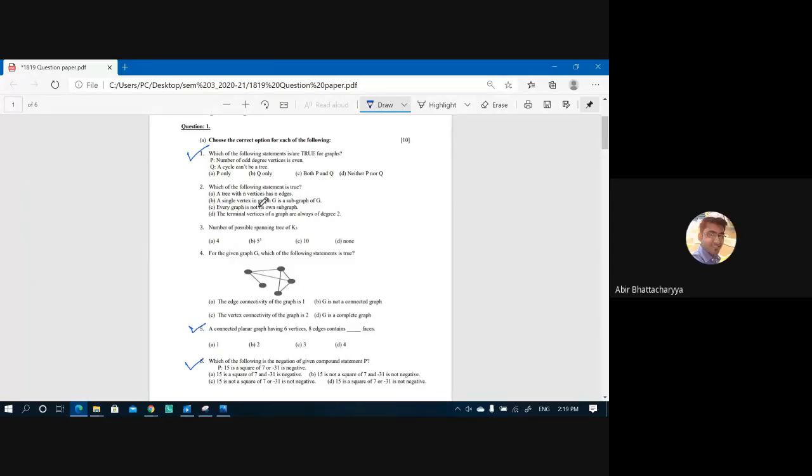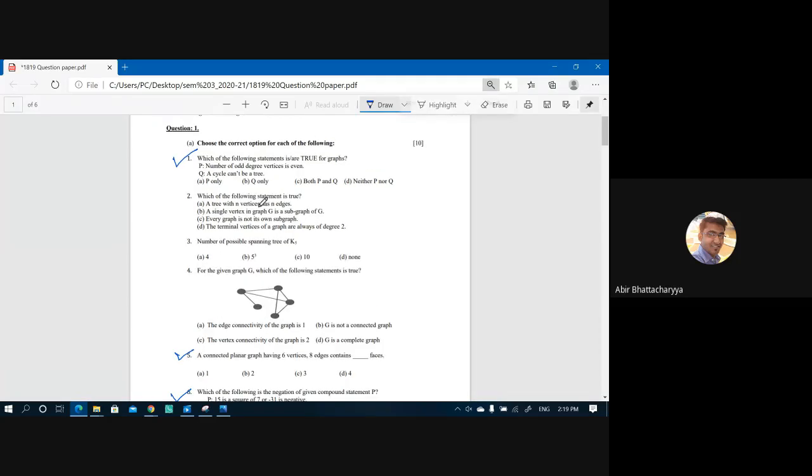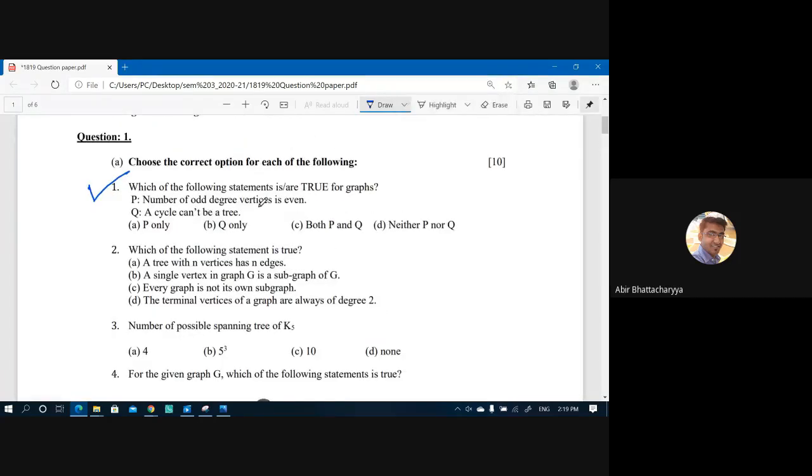All right, I think you've got responses from many of you. So the first one, if I zoom in, is about the number of odd degree vertices being even. P is true. A cycle cannot be a tree. Q is also true. So P and Q both are true. That means C is correct.